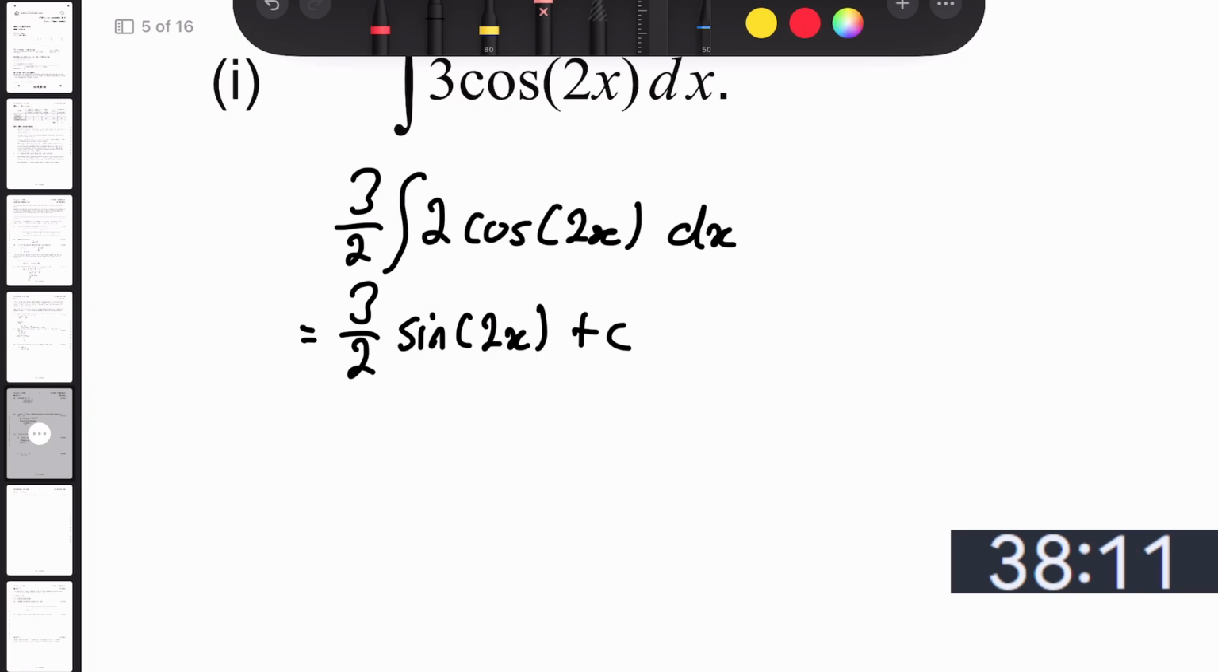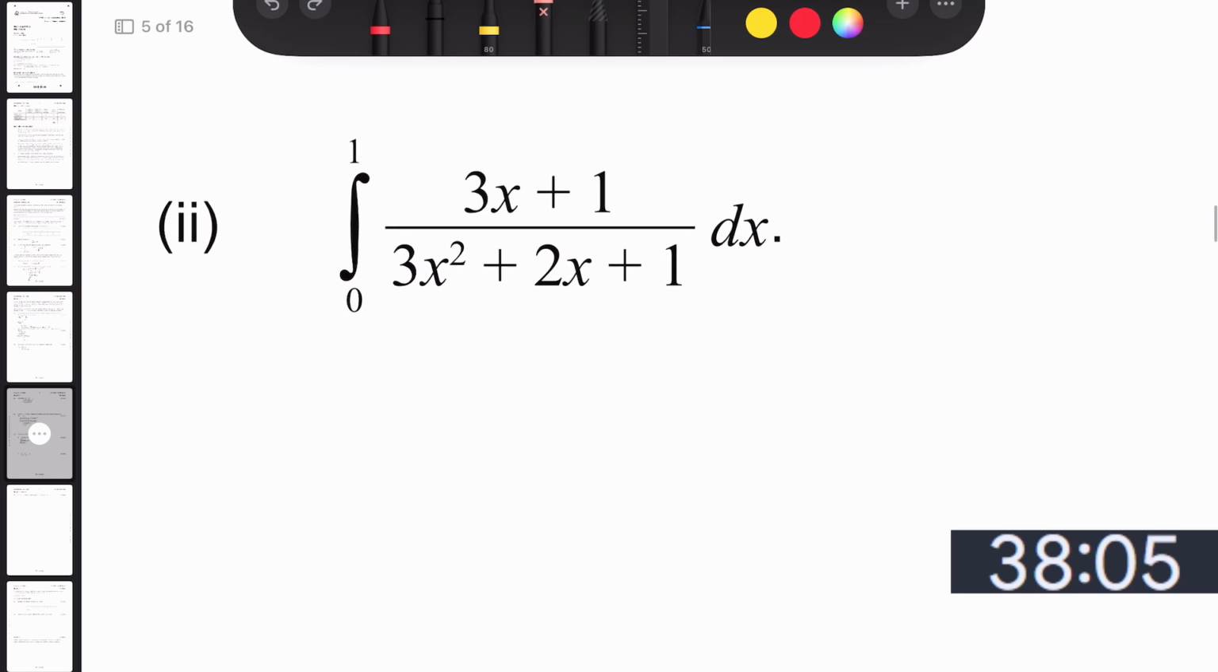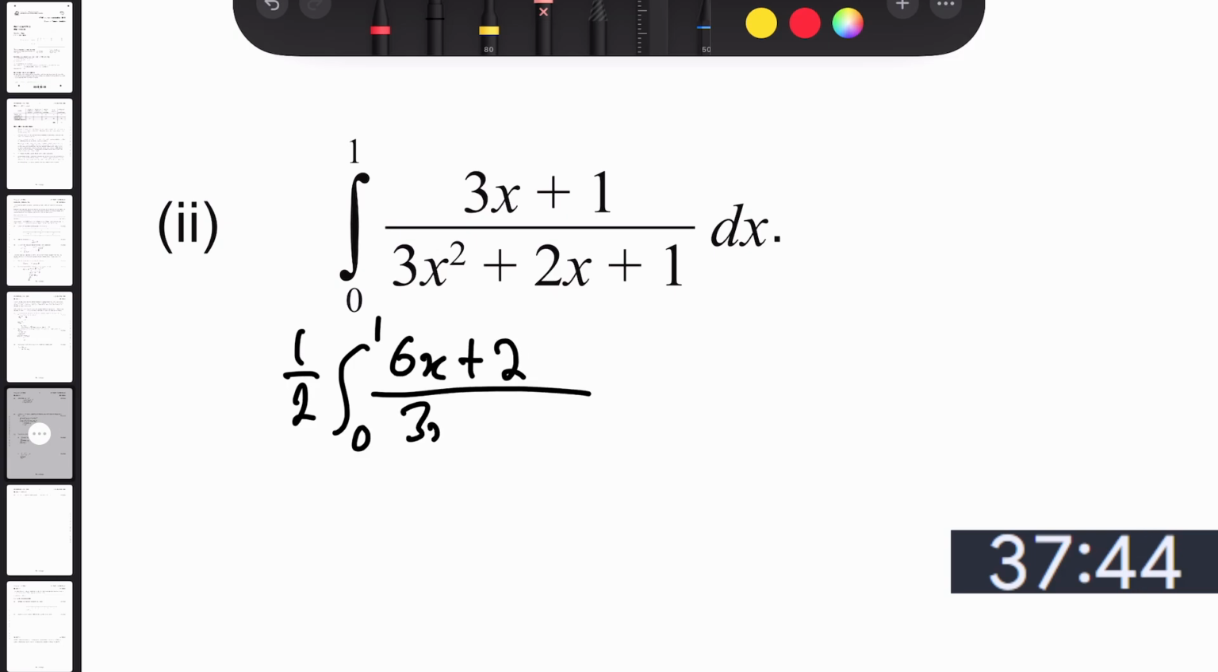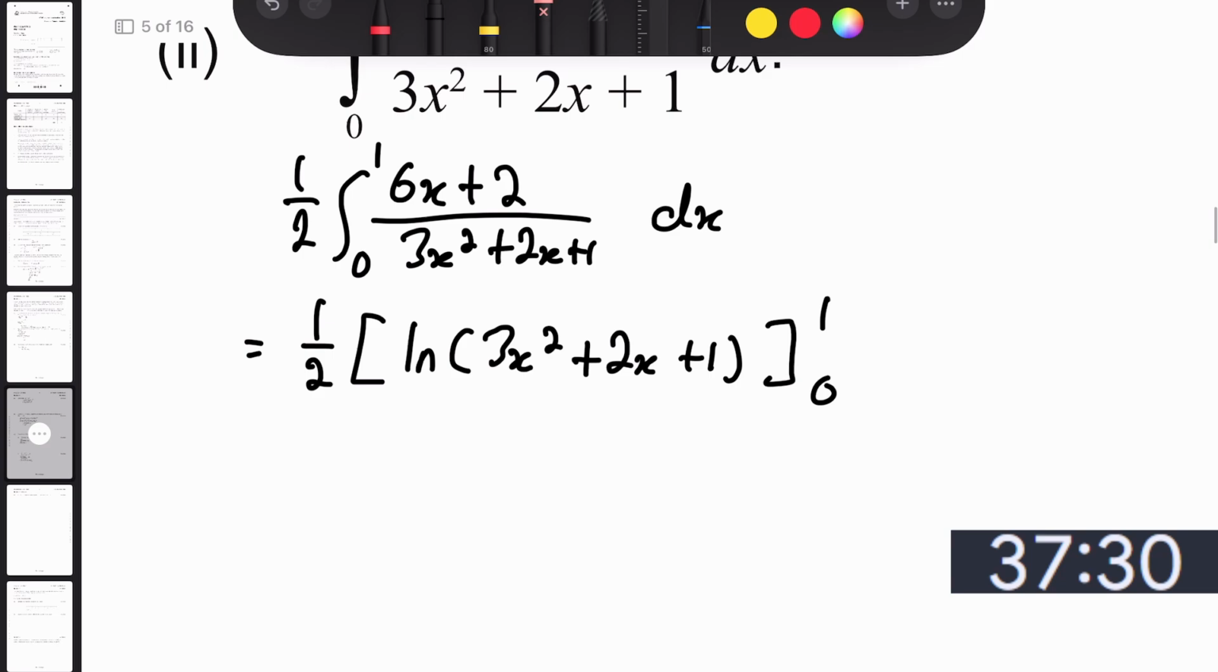So if we differentiate this, we would get that back, so that's correct. Here we have, it's going to differentiate into a natural log. The derivative here is going to be 6x plus 2, which we can see is 2 of this. So let's do what we did before and half on the outside. So this becomes half of the integral of (6x plus 2) over (3x squared plus 2x plus 1) dx. And then this becomes half of ln of 3x squared plus 2x plus 1 from 0 to 1.